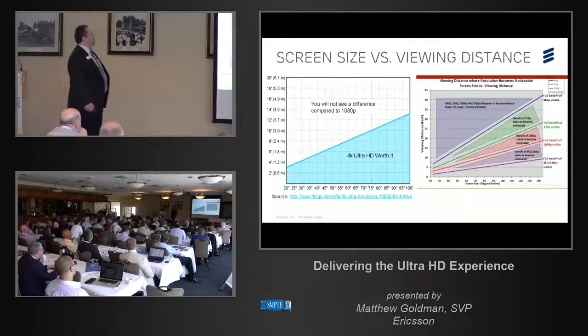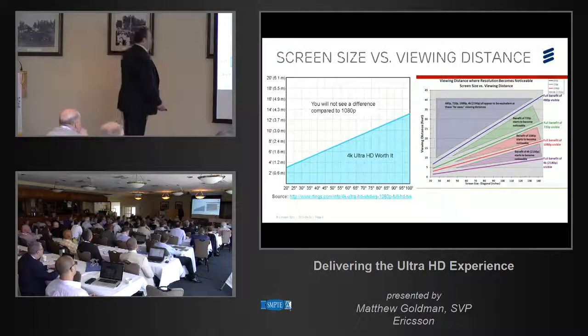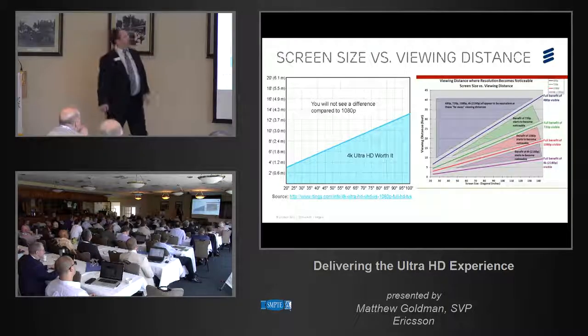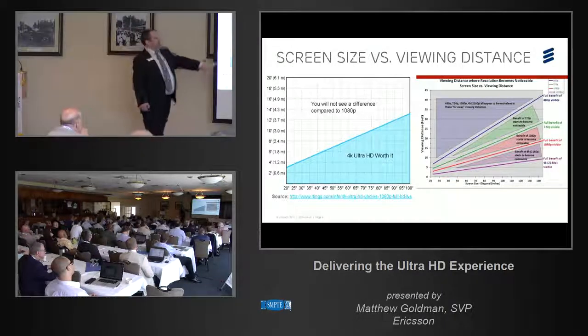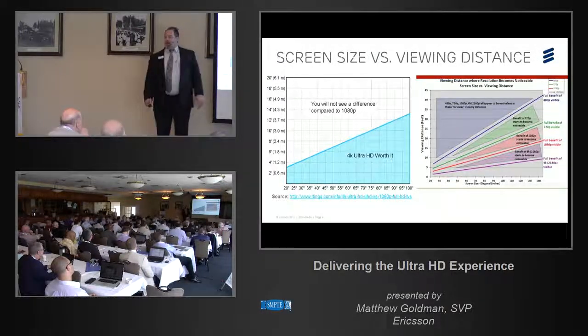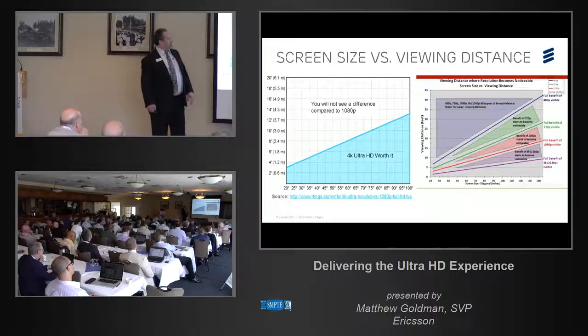There's a couple of nice charts you can get off the internet. The source is on here. So this is really key, and a lot of places are doing this because they're basically picking on 4K Ultra HDs. So let's find the line here.